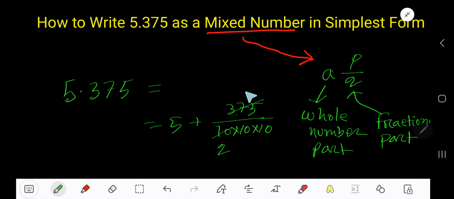5 goes into 37 how many times? 7 times. 5 times 7 is 35, subtract, 2, bring down 5, 25. 5 goes into 25 5 times. So we are getting 75.